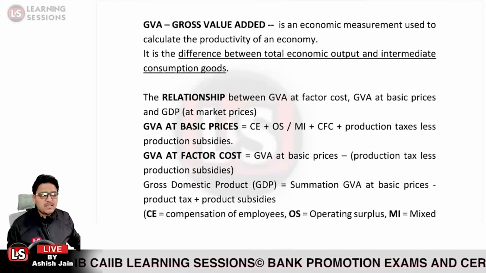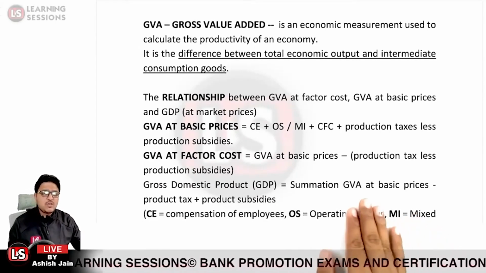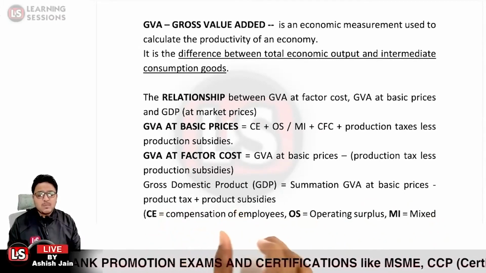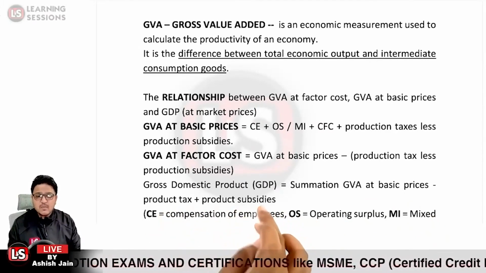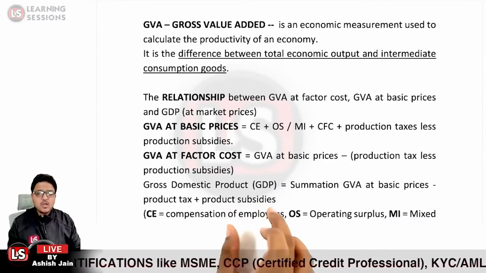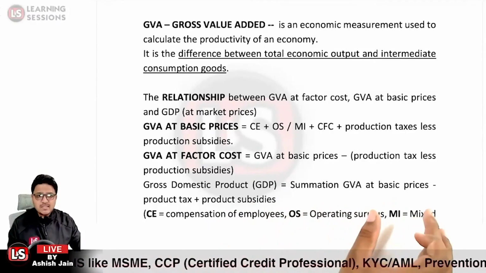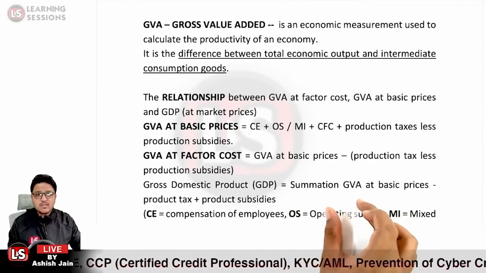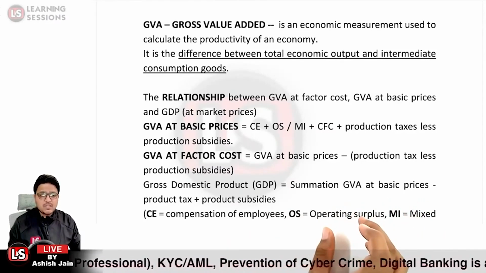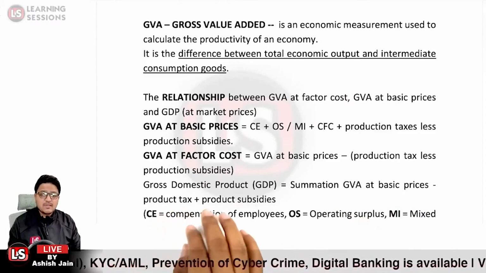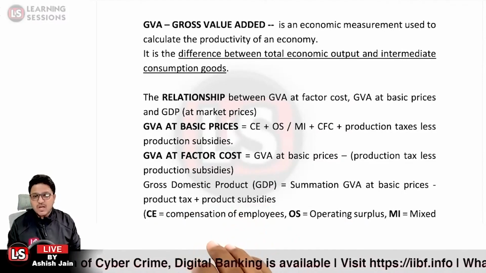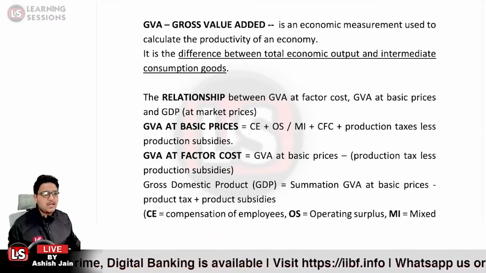So GDP is basically equal to what? GDP is equal to the summation of the GVA at basic prices minus the product tax plus the product subsidies, and this formula is to be retained. This third formula is to be retained. So whatever the gross value added at basic prices is, we subtract the product tax, and further we add the product subsidies if we receive any. Is that clear? So that is how we can calculate the GDP in different scenarios.